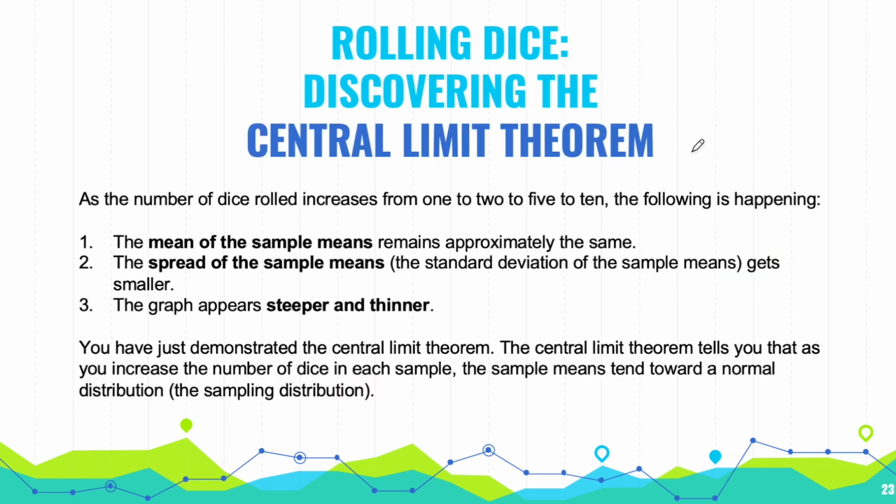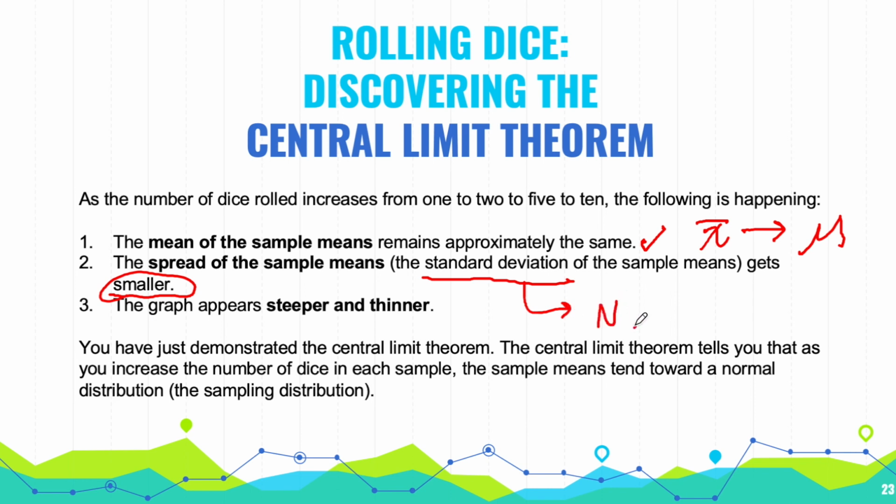Overall, the central limit theorem tells us this: as we increase the number of dice rolled, from 2 to 5 to 10, or as we did from 10 to 20 to 30 dice per sample, the mean of the sample means is going to remain approximately the same. Our x bar is expected to approach the theoretical mean, mu. The spread of the sample means, however, is going to get smaller. So that means that this standard deviation is going to decrease.